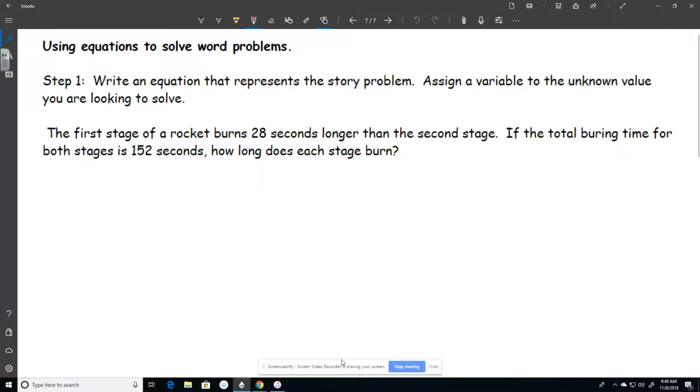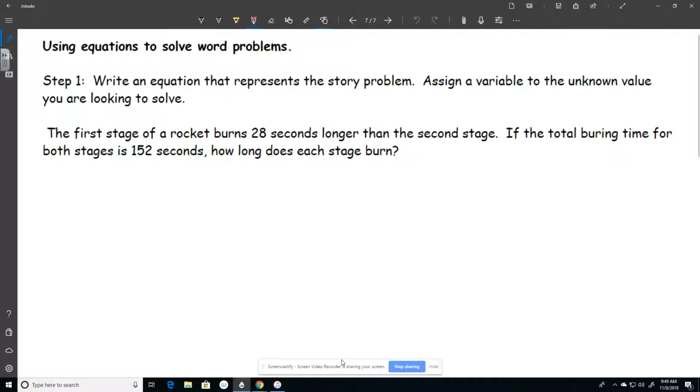Okay, last thing. We're going to actually go over this next time in class, and that's using equations to solve word problems. A lot of times you get a story problem like this one. The first stage of a rocket burns 28 seconds longer than the second stage. If the total burning time for both stages is 152, how long does each stage burn? So really, we're just going to write an equation that represents the story problem.